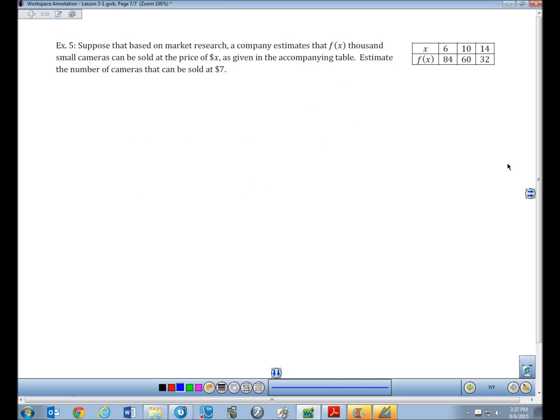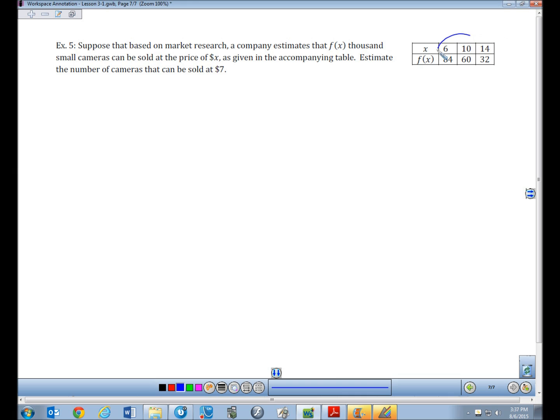Example 5. Suppose that based on market research, a company estimates that f of x 1,000 small cameras can be sold at the price x dollars, as given in the accompanying table. Estimate the number of cameras that can be sold at $7. All right. Now, this comes up every year on the AP exam. You'll notice that we don't have a $7 value in the table. So we don't have a $7 and then a corresponding f of 7 in the table.